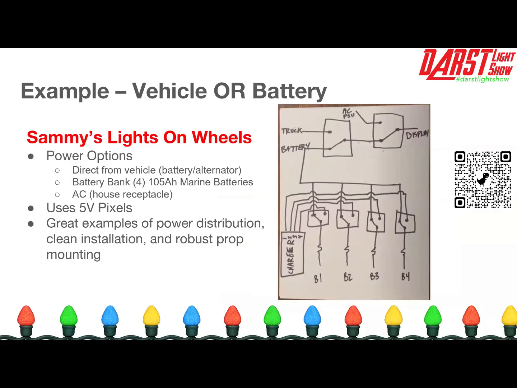One cool thing that he did is he's set it up so he can run his show either direct from the vehicle, like I do, off the alternator. He also has a battery bank of 4 marine batteries, so he can park and switch power to the marine batteries to run his show. Or he goes camping a lot and can pull up to the campsite, plug into an AC receptacle, and run his whole show off of the AC power. He also uses 5-volt pixels because, like me, he was kind of pre-seeds, and that was the way to get the most pixels for the least power.